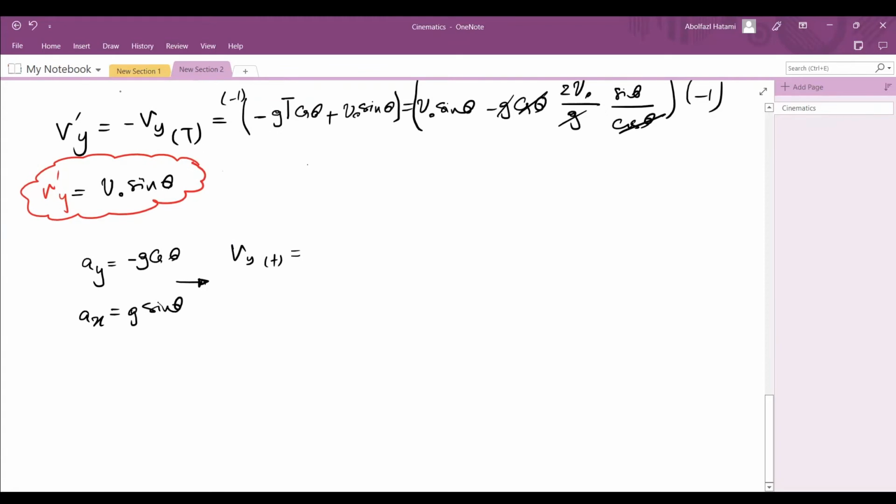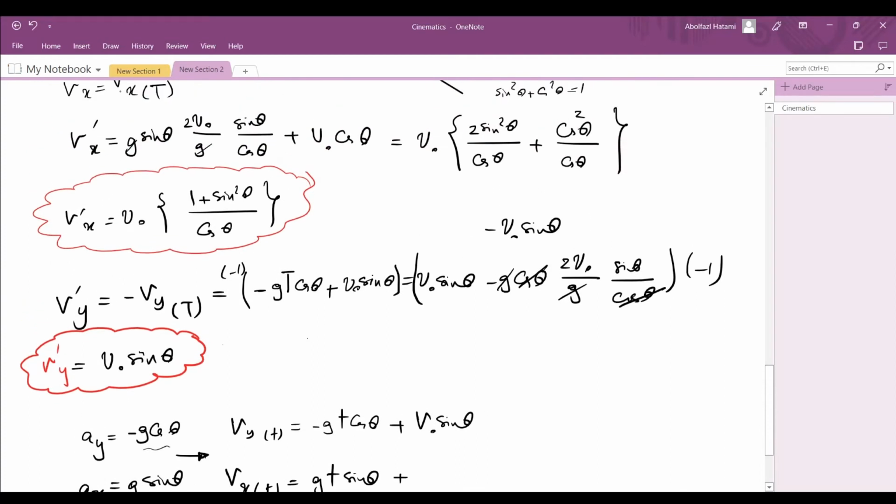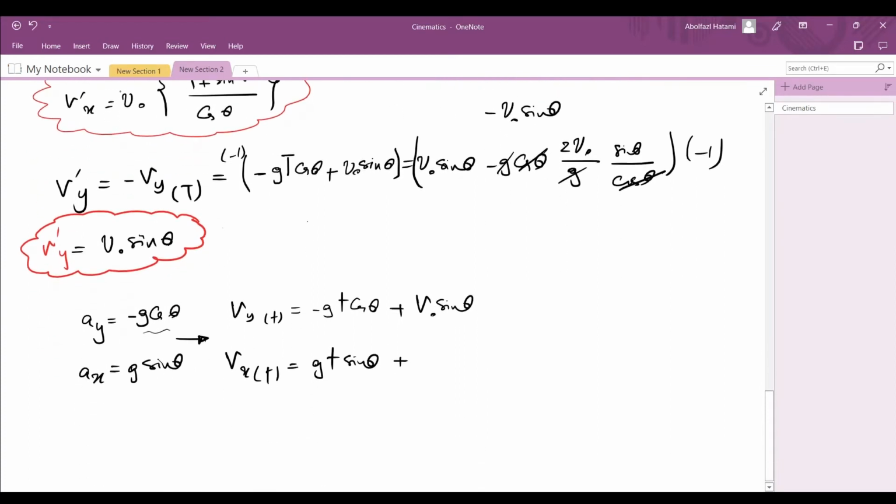Okay, so vy of t, integrating from this, is minus g t cosine theta plus v prime y, that is the initial velocity in the second part of the movement. So it is v0 times sine theta, and also vx of t is g t sine theta plus v prime of x. v prime of x is v0 times (1 plus sine square) divided by cosine theta. Okay.